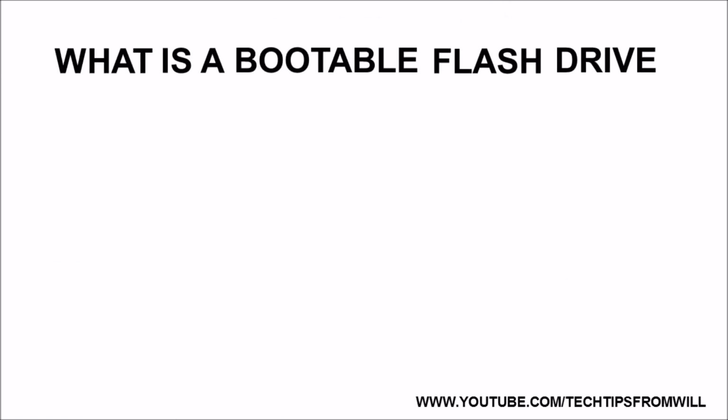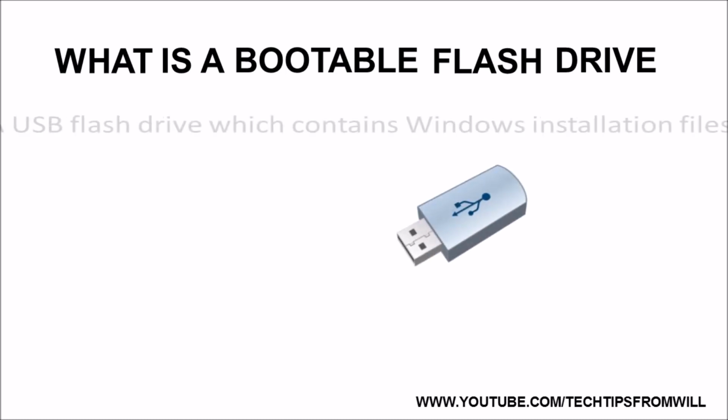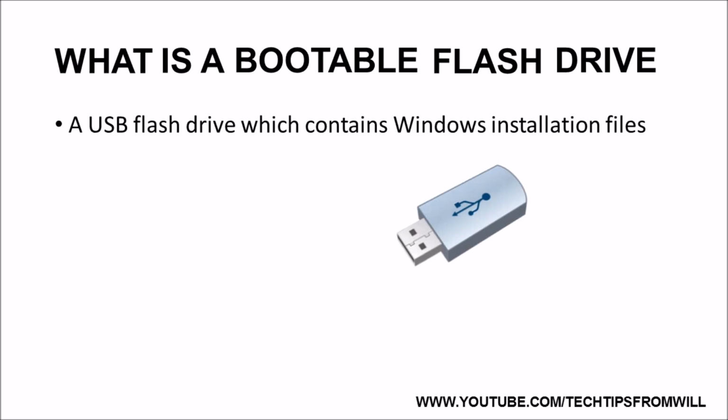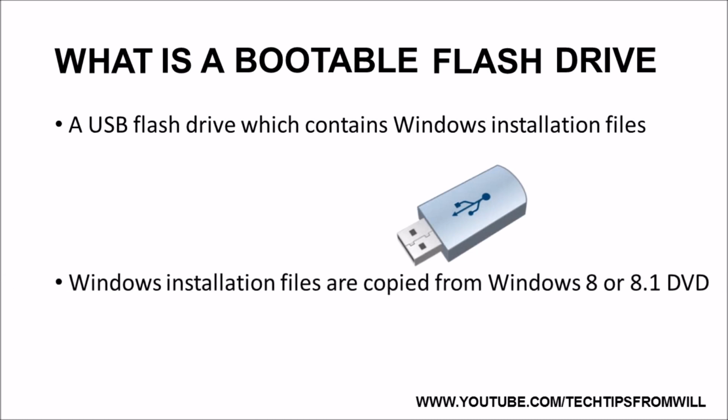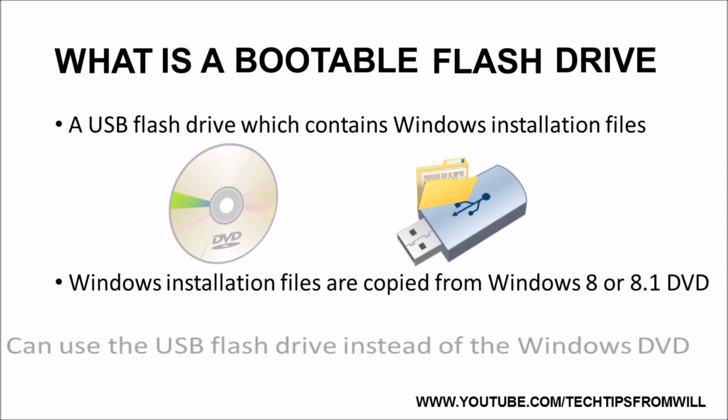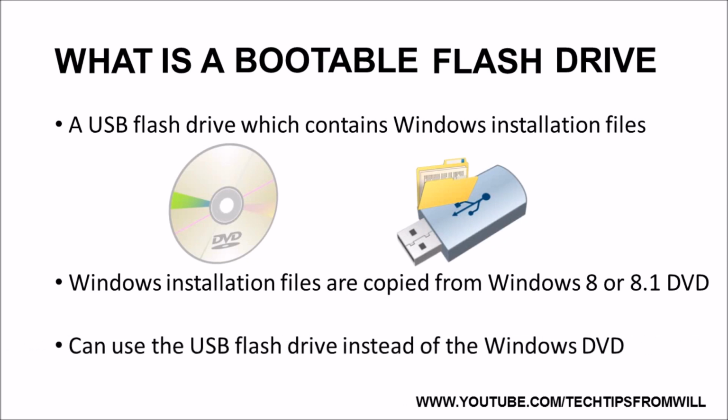So let's get started. First of all, what exactly is a bootable USB flash drive? A bootable USB flash drive, in a nutshell, is a USB drive which contains all of the Windows installation files. Where do these installation files come from? Well, they are copied directly from your Windows 8 or 8.1 DVD to the USB flash drive. After the install files have been placed onto the flash drive, you can then use the flash drive to install Windows, fix startup problems, and even restore backups.